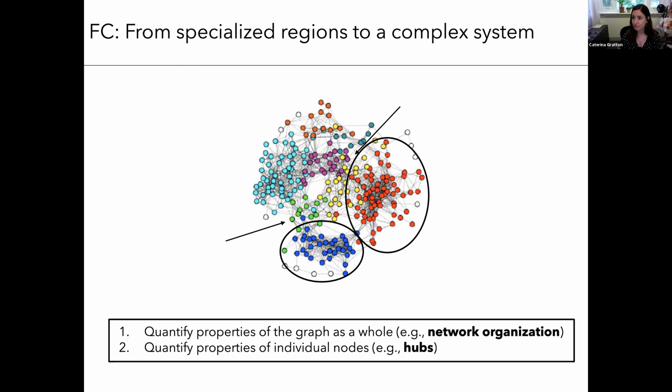Go ahead, Priya. I was just wondering if you could say a little bit about coherence, because I've even used correlation, and I understand ICA and PCA, but when you're talking about coherence, what are you measuring?